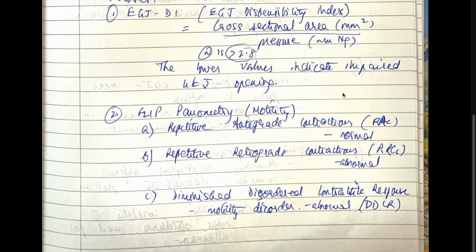FLIP panometry is the next thing, which calculates the motility. And there are three types. One is RACs, which are repetitive antegrade contractions. This is normal. Repetitive retrograde contractions, RRCs, which are abnormal, and diminished disordered contractile response. This is also motility disorder, which is abnormal.